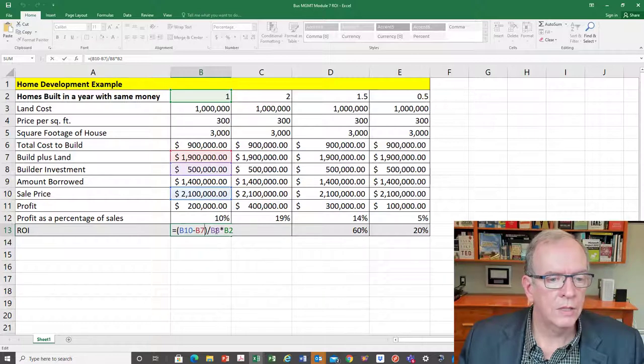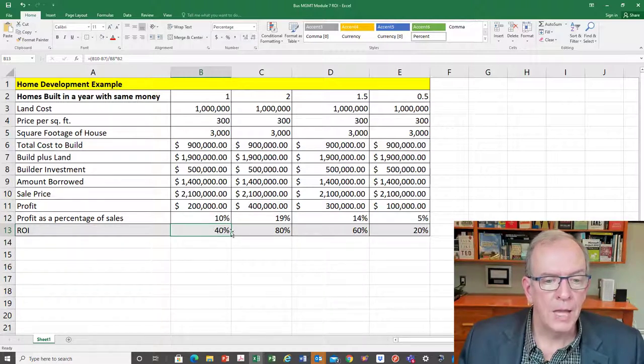And then over at the bottom here, then you've got your builder investment. And what I've done is at the top, homes built per year. So I built one home per year. So that's giving me a 40% return on investment. This is just rounding these numbers here. So 40%. And I could try it different ways.